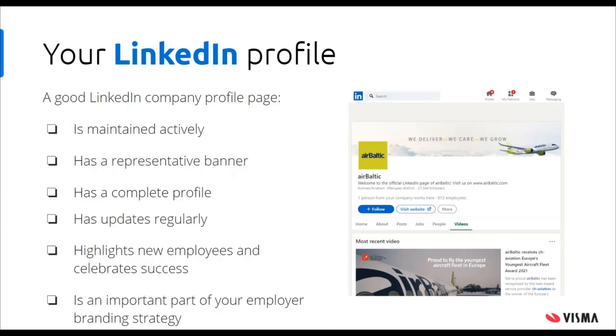Make sure that the profile is completed. That helps people that read through it, getting more and more information about you as a company. As I mentioned, maintained actively, which also implies, make sure that it's being updated on a regular basis. If new employees have joined, highlight that and also celebrate successes. Like you see on Air Baltic there, they received the Youngest Fleet Award. That's something to celebrate. That's something to share. It also tells people what you do as a company, what's happening right there. And as most people would have understood by now, I think that this whole LinkedIn profile page is also an important part of your employer branding strategy.